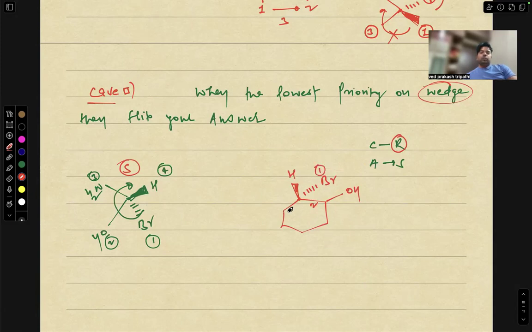Another example. 1, 2, 3, 4. Move 1 to 2. Generally, clock is R, but lowest on wedge, so it would be S.